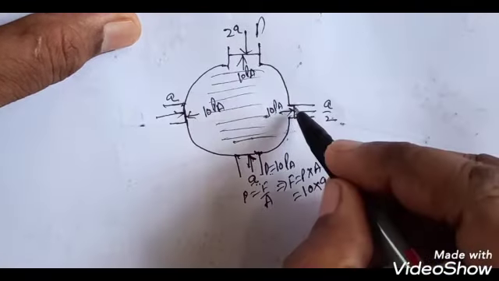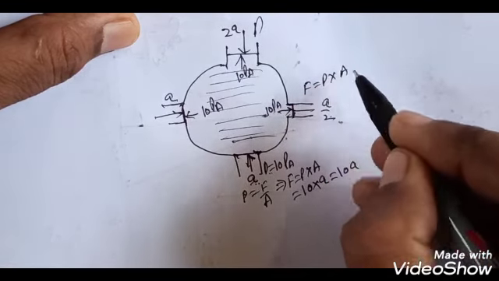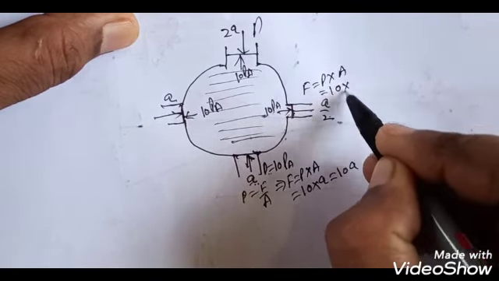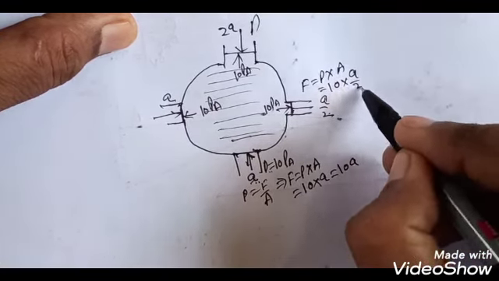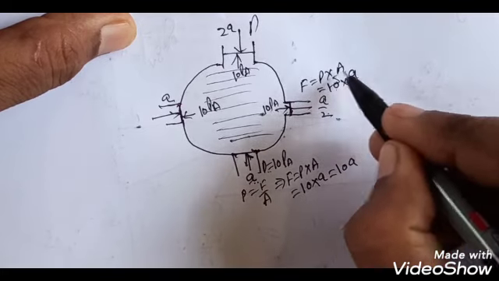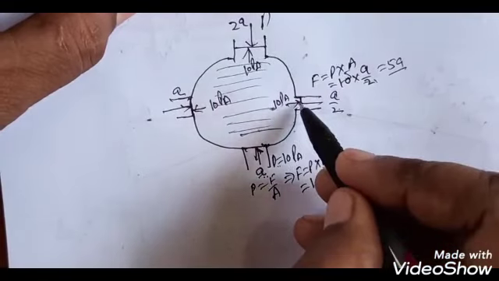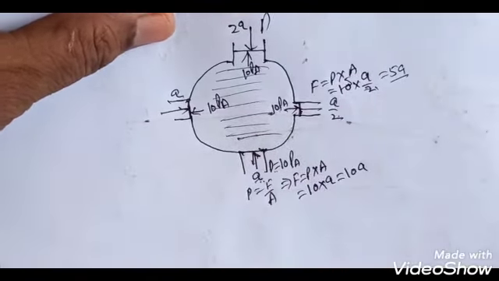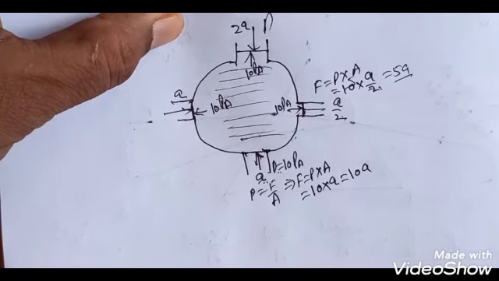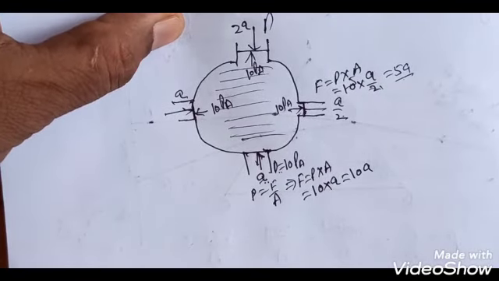Now what is the force acting on this small piston? We know force is equal to pressure into area. What is the pressure? 10 Pascal, because the same pressure is acting here. What is the area? Half, A by 2. So simplify. What is the force acting here? 5A. Pressure acting is the same, but the force acting depends on the area on which pressure is acting. If the area of the piston is reduced, the force acting on it is also reduced.